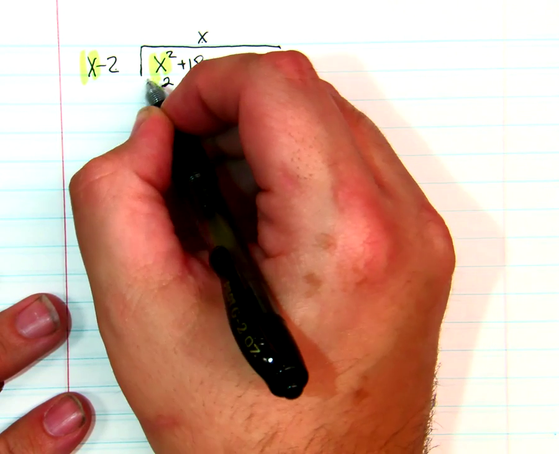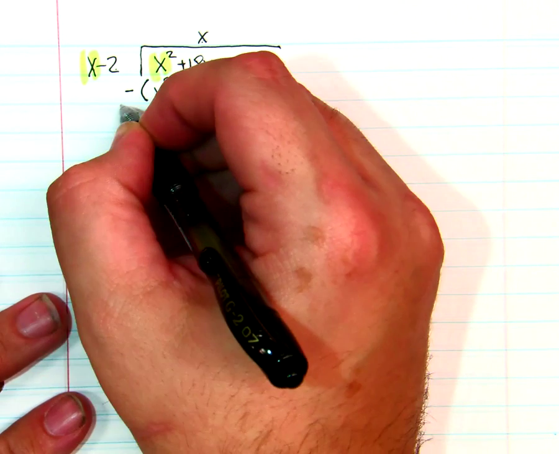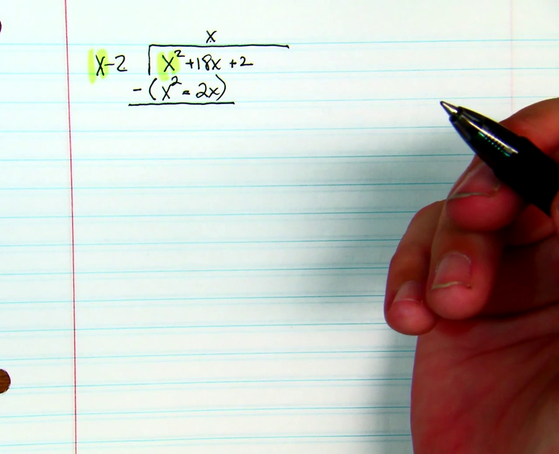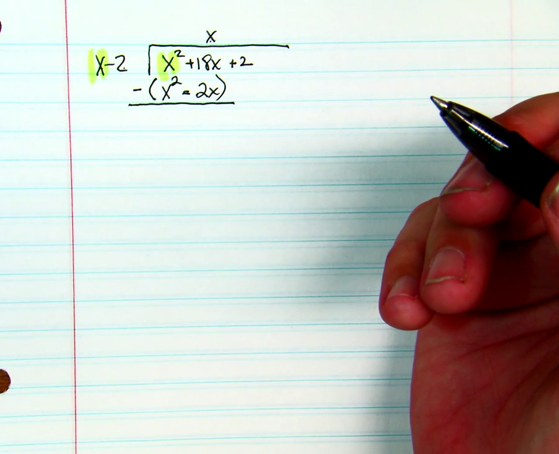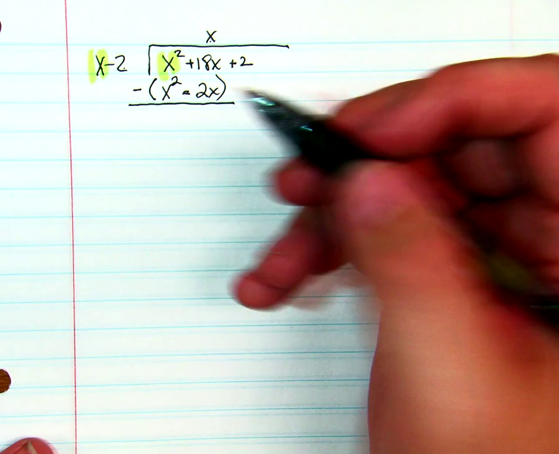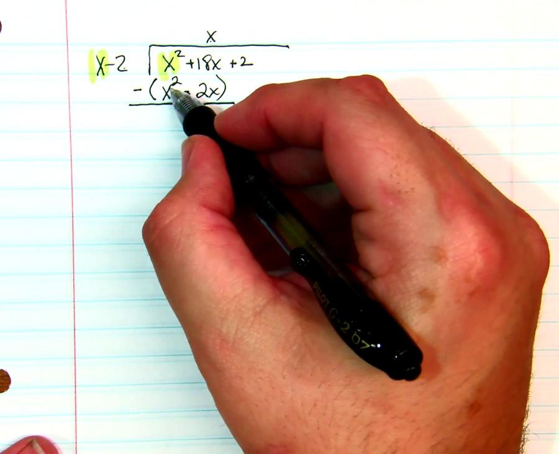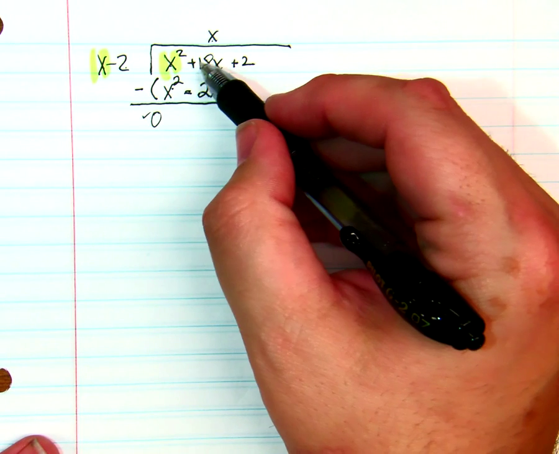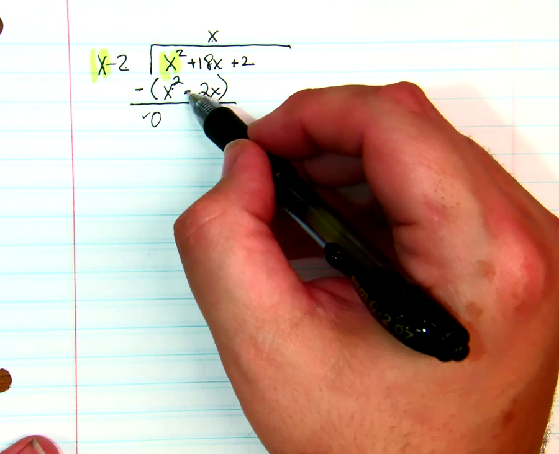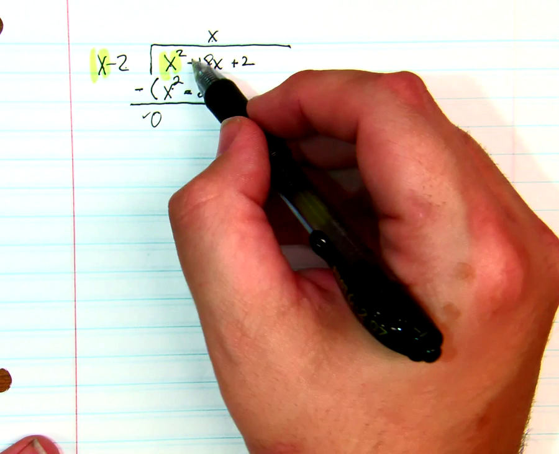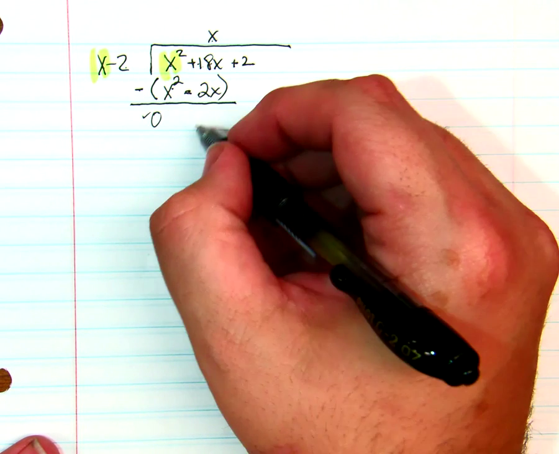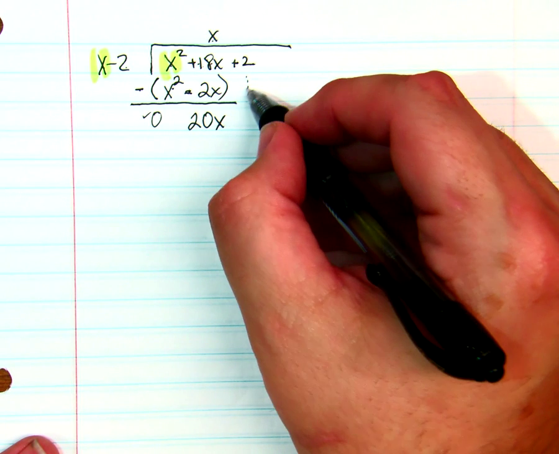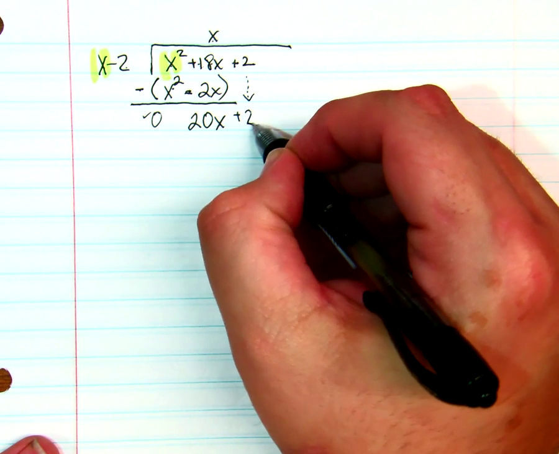The reason why I do this is, what's x squared minus x squared? 0. That's what we want. So that's good. 18 minus a negative 2 is 18 plus 2, which is 20x. And now what do we do with the 2? Bring it down. Now, the next thing that I key on is this guy.